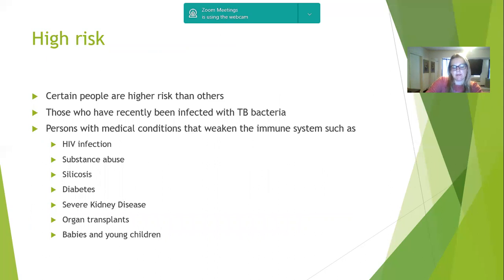High risk. Certain people are at higher risk than others. Those who have recently been infected with the TB bacteria, and persons with medical conditions that weaken the immune system, such as those with an HIV infection, people who have substance abuse problems, those who have diabetes, people with severe kidney disease, individuals that have had organ transplants, and babies and young children.